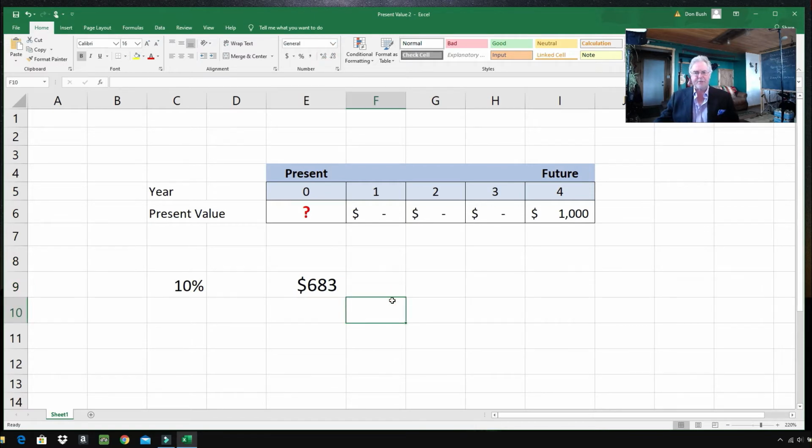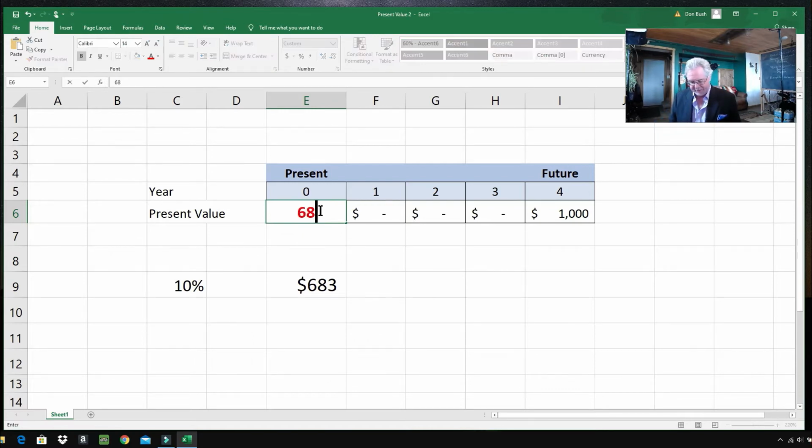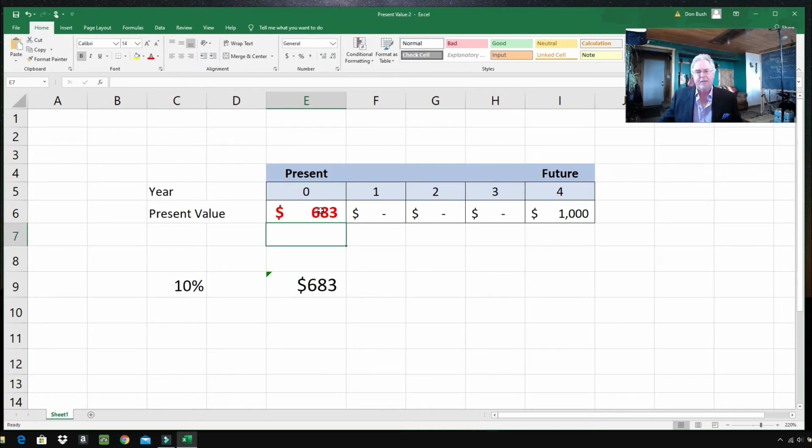Here's what's up, folks. Excel is telling us that this $683 is exactly equivalent to this $1,000 in the future. So I'm going to just type in 683 right here just so it makes a little more sense. In other words, this 683, this is an apple and apple. They are totally comparable at 10% interest.